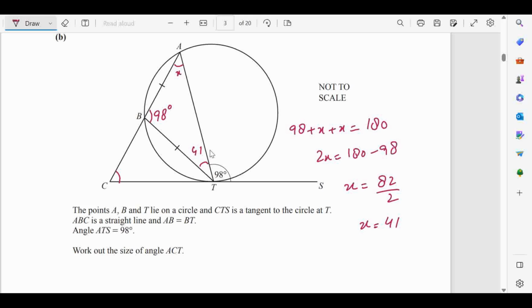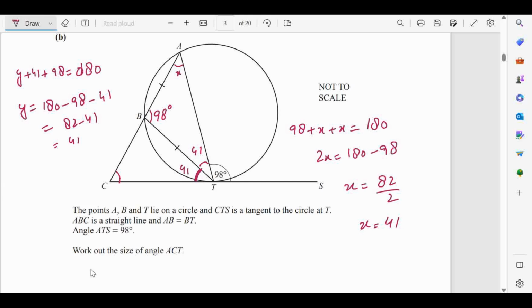So this angle is 41. Now we can directly find this other angle. Let's say this angle is y. So y plus 41 plus 98 is equal to 180, because it is a straight line. So finally we can write that y will be equal to 180 minus 98 minus 41. This will be 82 minus 41. So this will be 41. So this will also be 41.